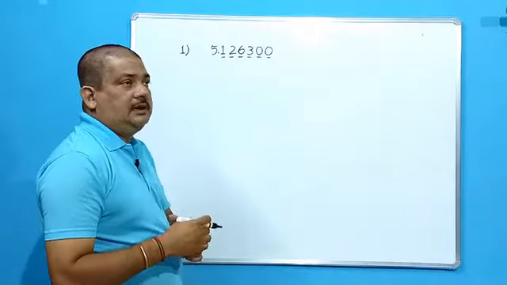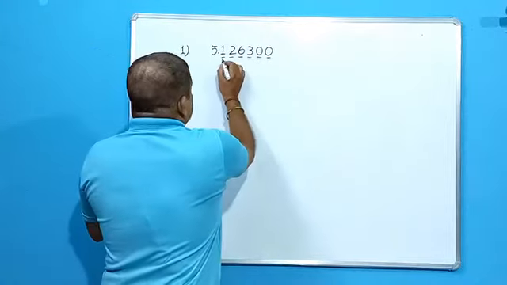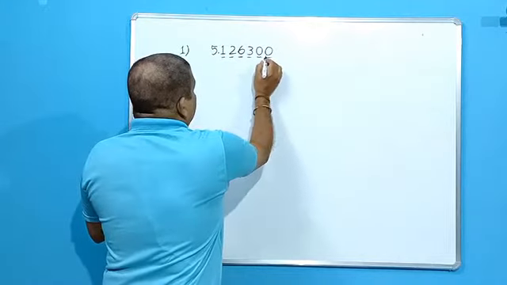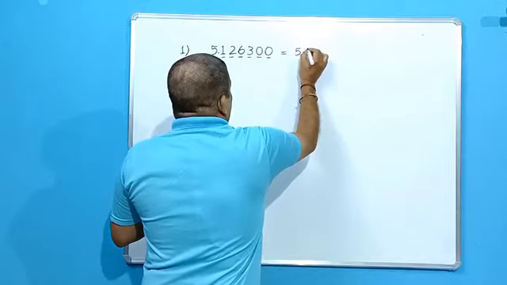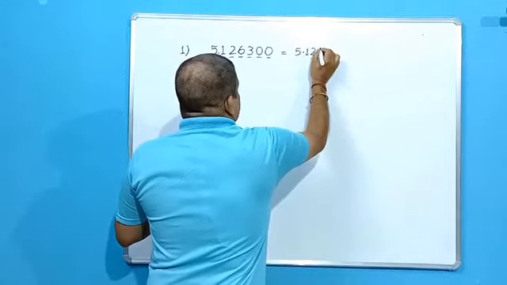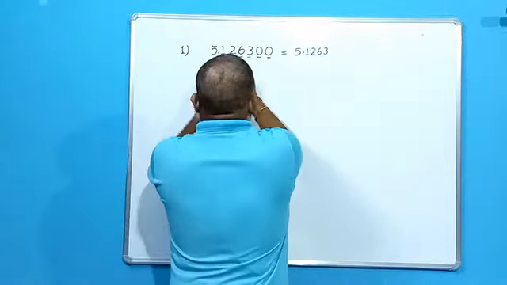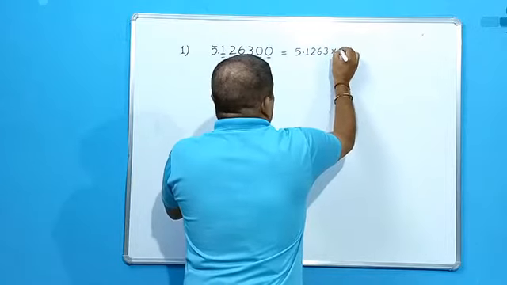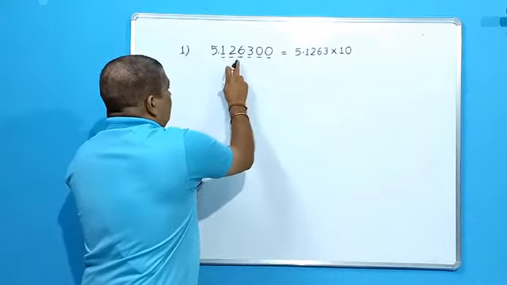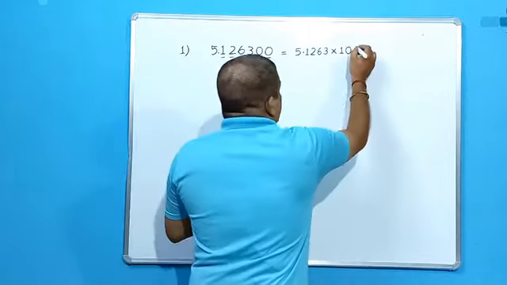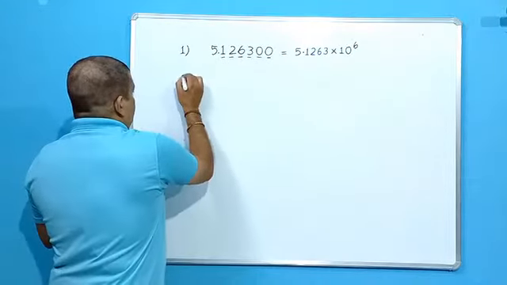So because it is a big number, you have to express it in a positive power of 10. So how many powers? 1, 2, 3, 4, 5, 6. So how to write it? Now 5.1263. We need not write 0. 5.1263 into 10 to the power how much? Now the values you have moved: 1, 2, 3, 4, 5, 6, into 10 to the power 6. Okay. So this is one example.